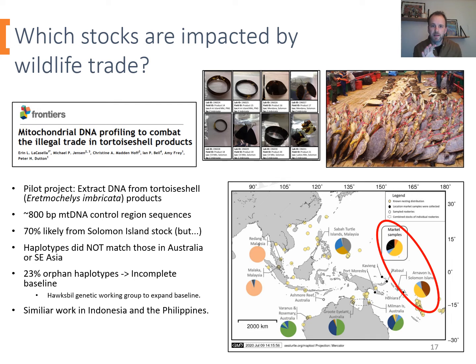And that really highlights, I think, an important point when doing mixed stock analysis. Because these orphan haplotypes indicate that we either don't have an adequate sample size from rookeries or that they're unsampled rookeries. Orphan haplotypes provide a really important reminder that the baseline is incomplete and that we need more sampling. Still, I think with this study, we've really demonstrated an effective method for getting DNA from hawksbill products, and it shows great promise as a tool to combat the illegal trade in hawksbill products.